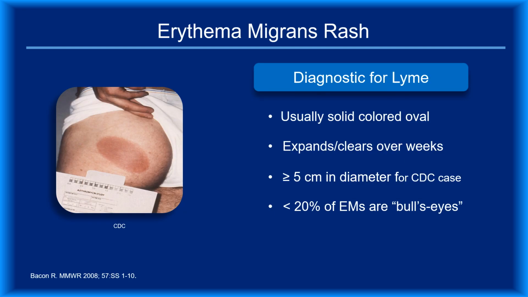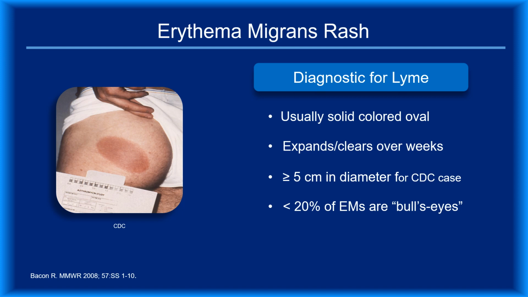The Erythema migrans rash is the hallmark of early Lyme disease. The rash most commonly appears as a solid-colored and generally oval-shaped lesion. EM rashes expand and clear over weeks. Although EMs will clear on their own, antibiotics hasten resolution. To satisfy CDC surveillance criteria, an individual lesion must be 5 or more centimeters in diameter. Most rashes are much larger than that, but this may not be the case when multiple EM lesions are present.